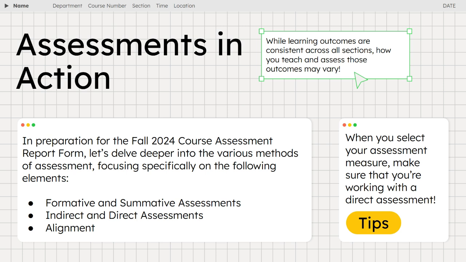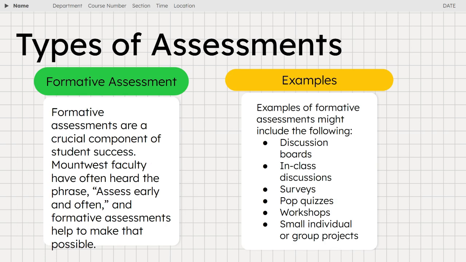And indirect assessments, like those focus groups, those reflections, etc., while definitely worth your time, and you certainly shouldn't remove them from your courses, are really not the kinds of assessments you want to be focusing on for your course assessment report form. You really want to focus on those direct assessments. So we're going to delve a little deeper into formative and summative assessments, indirect and direct assessments, and then alignment as well. And we're going to start with formative.